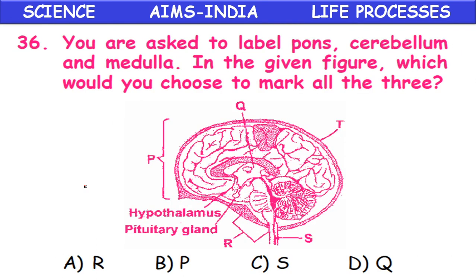So you are asked to label the pons varoli, cerebellum and medulla in the given figure. Which would you choose to mark all the three? Okay, P, Q, R, S, T. And hypothalamus and pituitary gland are already labeled. So which part represents all the three? Pons varoli, cerebellum, medulla oblongata. Okay, which part? It is R, represents all the three.